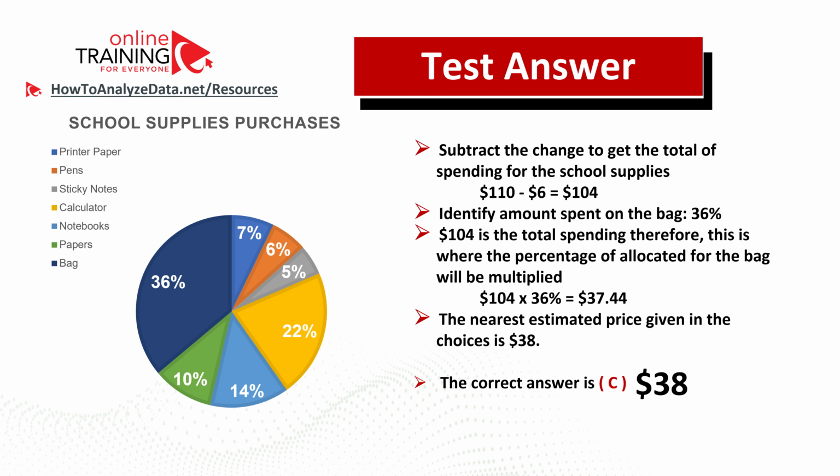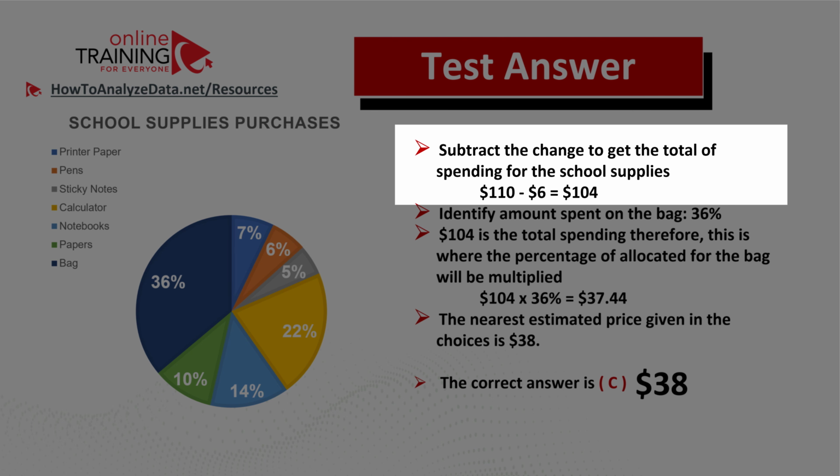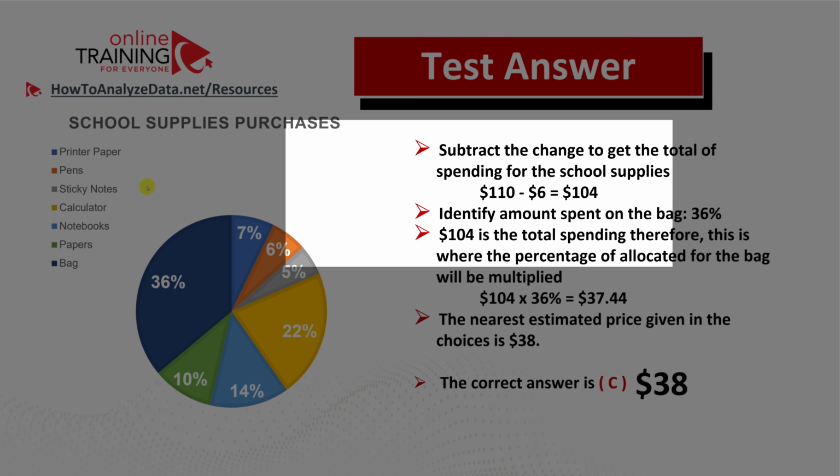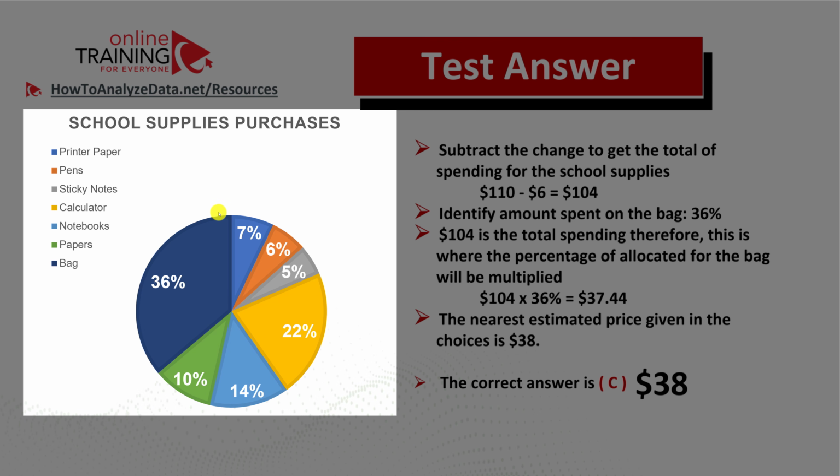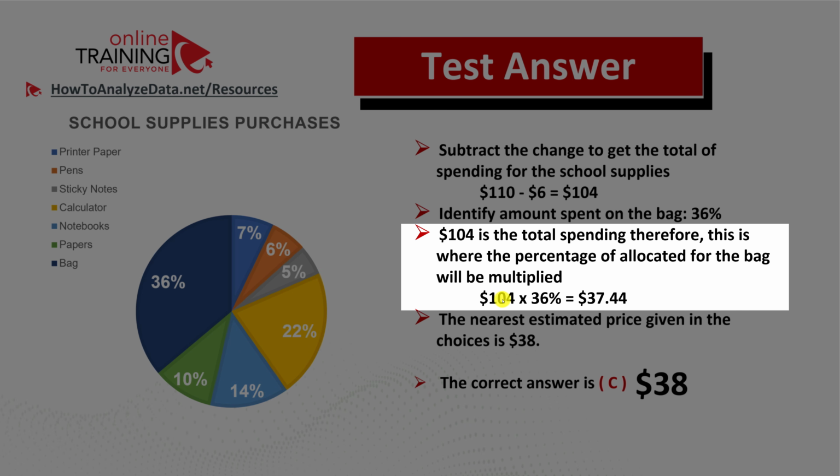To solve this challenge, first thing we need to do is calculate total amount spent. And we do it by subtracting 6 from 110, which gives us $104. This is the total amount spent. In the next step, let's take a look how much money was actually spent on the bag. Pie chart typically represents 100%, and you see 36% allocated for the bag because it's represented by the dark blue color. If we multiply 104 by 0.36, we will get to the amount of 37.44.